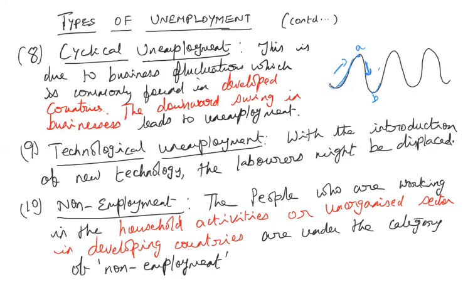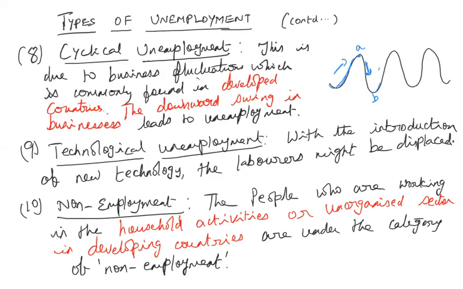Okay. Now these are all the various types of unemployment. As far as developed countries are concerned, they are facing the problem of cyclical unemployment, technological unemployment, and frictional unemployment. But the difference is that these kinds of unemployment are only temporary, so soon it can be solved.